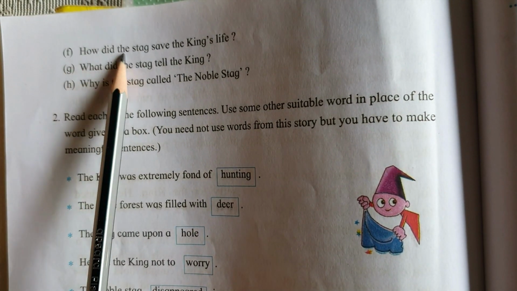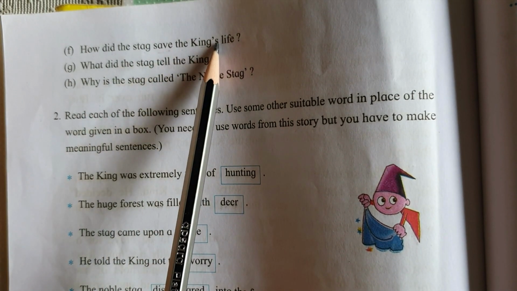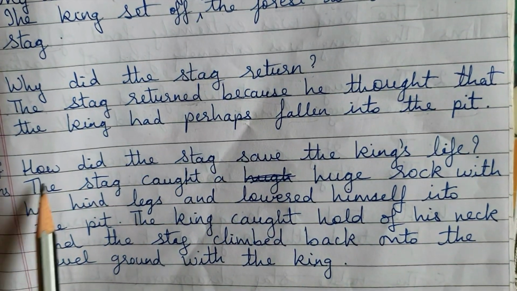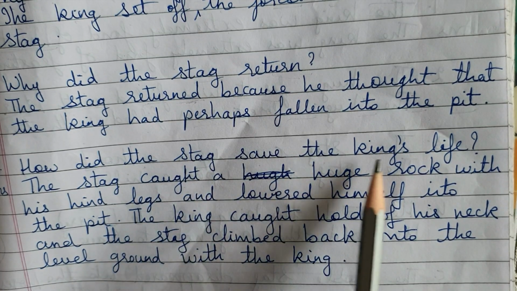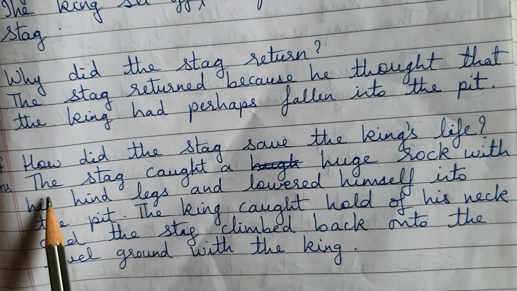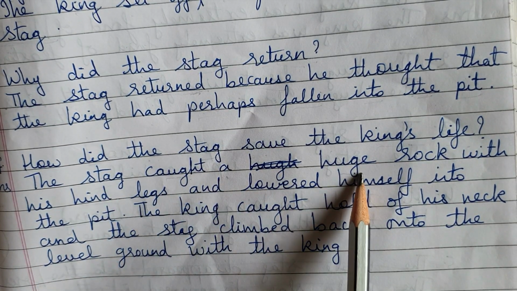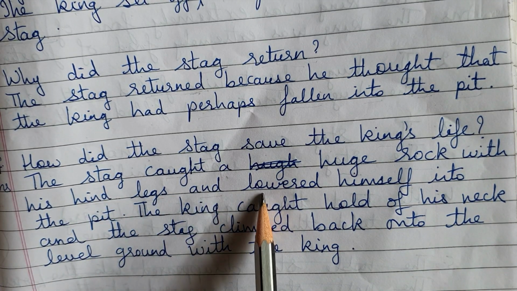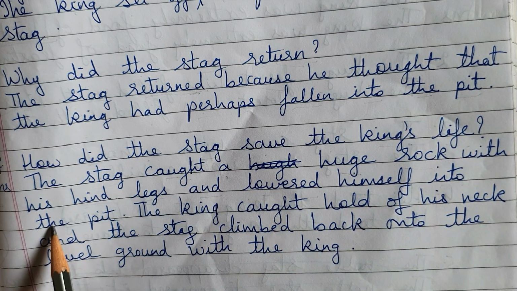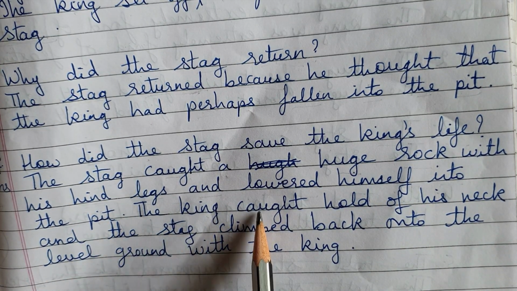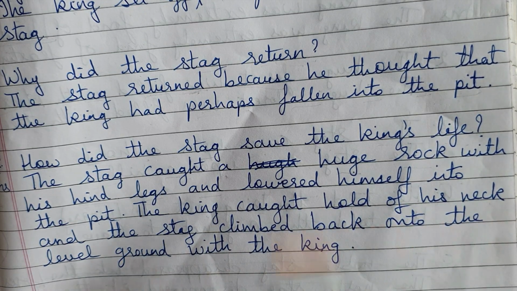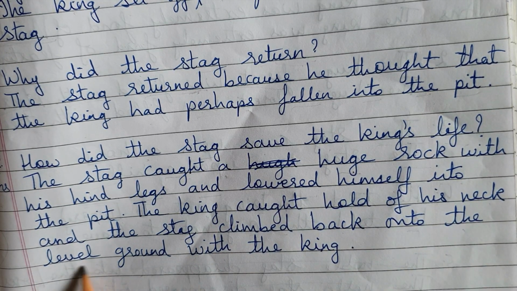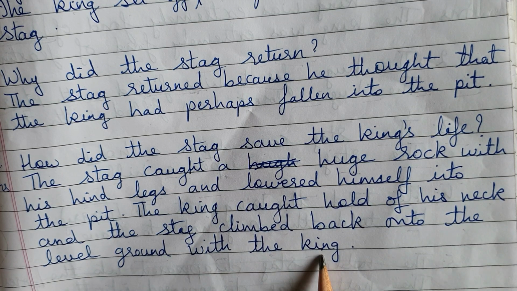F. How did the stag save the king's life? Answer: the stag caught a huge rock with his hind legs and lowered himself into the pit. The king caught hold of his neck and the stag climbed back onto the level ground with the king.